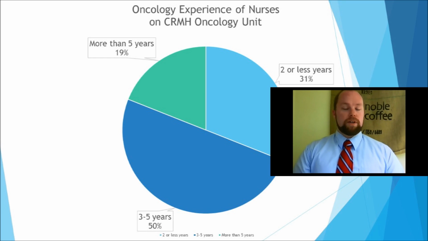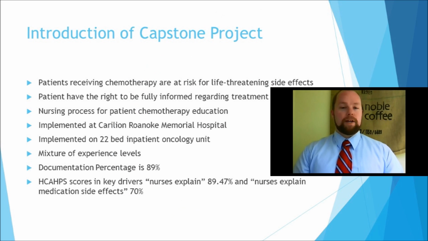The percentages are that 31% of our staff had 2 years or less experience, and anyone who had 3 to 5 years experience was about 50% of our staff, and then our most senior members with the experience and knowledge in oncology for 5 years or more was at 19%. So a relatively low percentage for our more seasoned nurses. That, coupled with our HCAP scores and our underperformance in documentation of chemotherapy education, is what prompted this project.